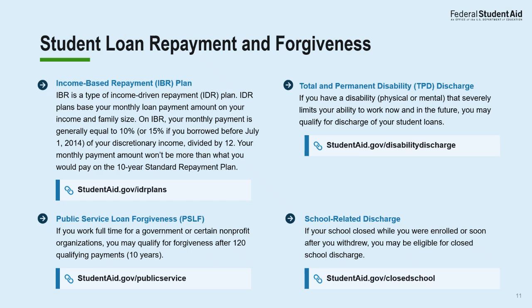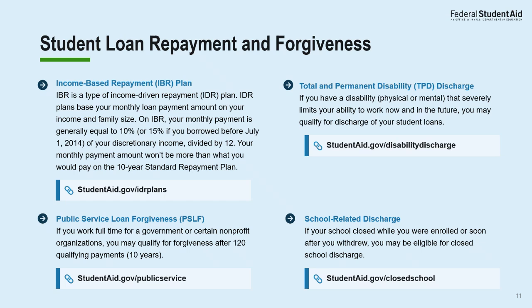We also still have our public service loan forgiveness option, which allows for those who work full-time for a government or a nonprofit organization and are also making 120 qualifying payments at the same time, which could be equivalent to 10 years, then you could be eligible for public service loan forgiveness. So this option is still available for you to consider.